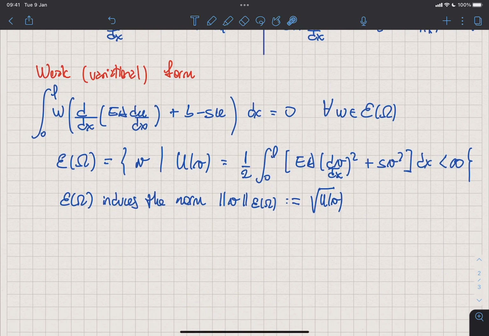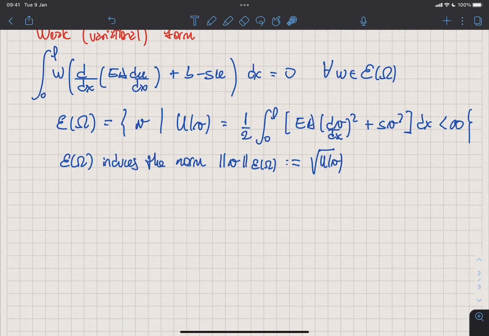Okay, but now that we talked about the energy space, of course we want to measure things. So how do we measure things? Well, we can create a norm. We define a norm, and essentially the norm is basically the square root of the strain energy. This is the way we define it. So similarly to when you have a Euclidean space and you define the norm of a vector, so that it denotes the length of that vector, it's the square root of the vector dotted with itself. Similarly, we define the norm here as the square root of the strain energy.